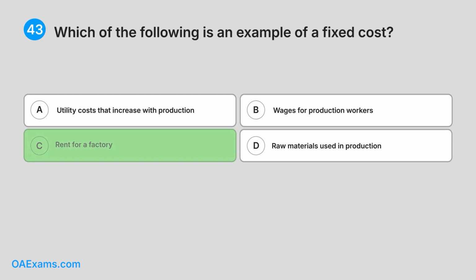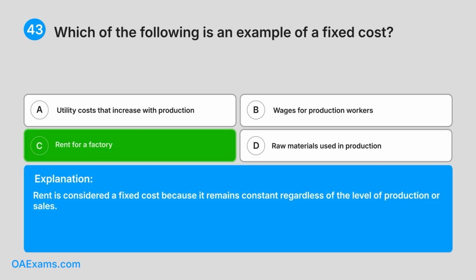Correct answer. C. Explanation. Rent is considered a fixed cost because it remains constant regardless of the level of production or sales.